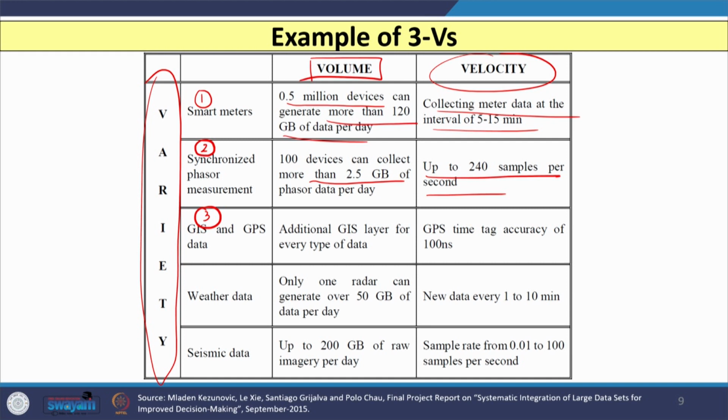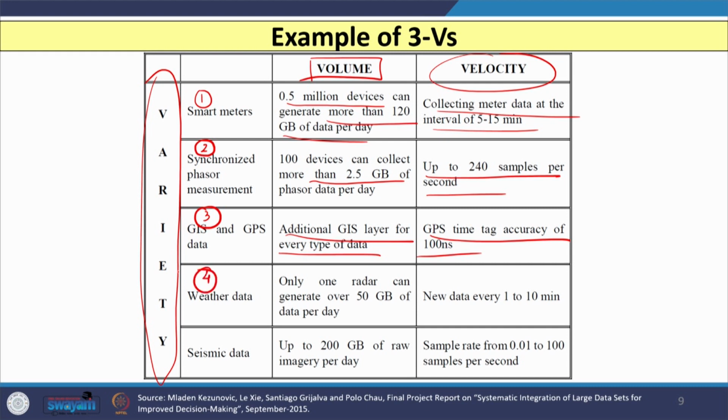We know that when we talk about the PMU and PDC, those devices work based on the GPS system. So, GPS data and GIS data both are very important, and when you have GIS data, you need one additional GIS layer for every type of data. So, if you have GIS data, then one separate layer is required, and GPS time accuracy is of the order of 100 nanoseconds. So, based on that, whatever data you are going to capture, the size of data is really very large, and we need to handle this issue also.